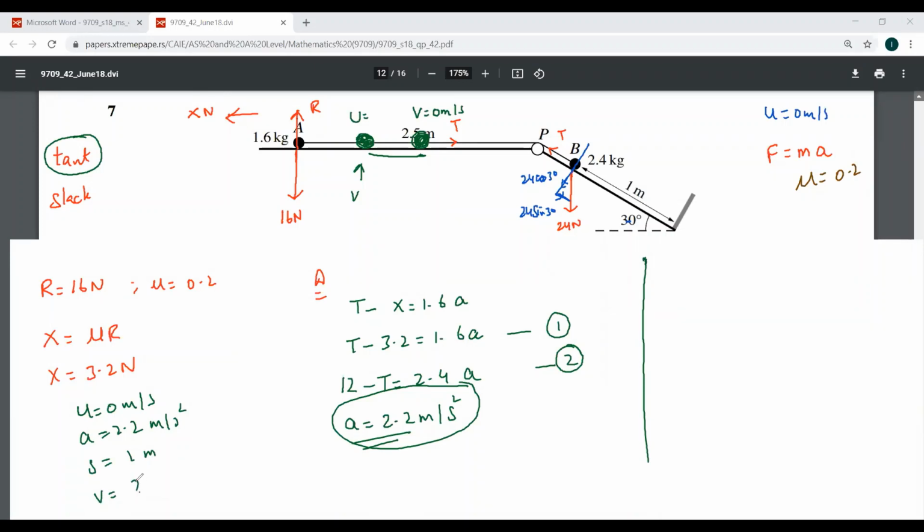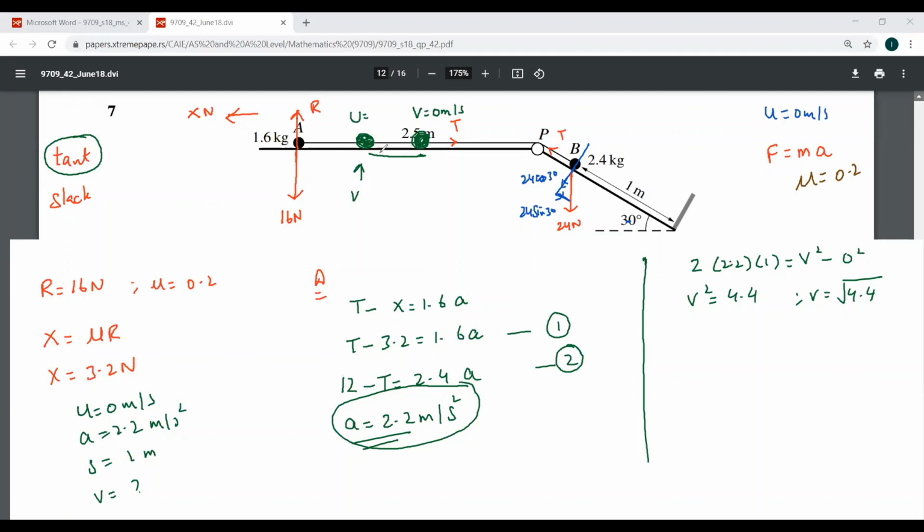What equation will you be using? 2as is v square minus u square. So this is 2 into 2.2 into 1, that is v square minus 0 square. So v square is 4.4, and your v is going to be the square root of 4.4. Don't find this through the calculator, let it be.